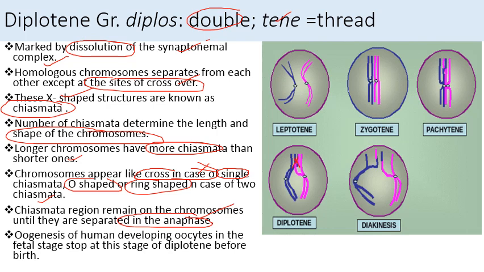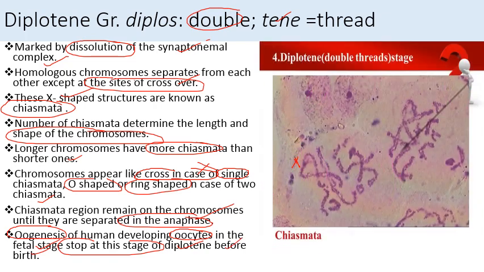There is one important fact: in oogenesis of human, the developing oocyte in the fetal stage stops at this stage, that is Diplotene stage, before birth. This is a very important event, the fact that oogenesis ceases at this stage before birth in the human female fetus. So this is the Diplotene stage under microscope.